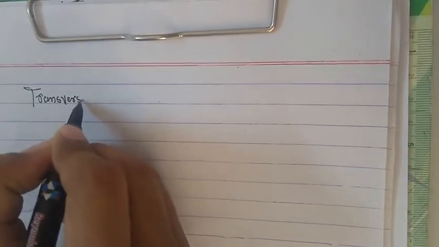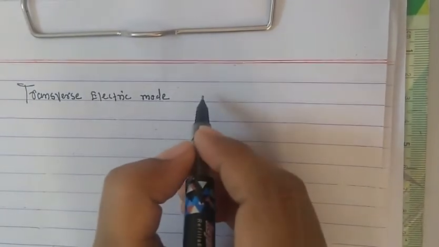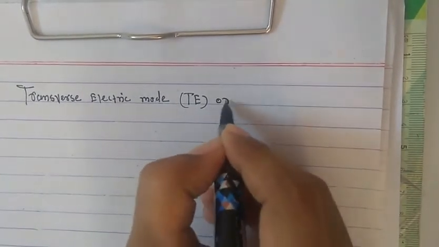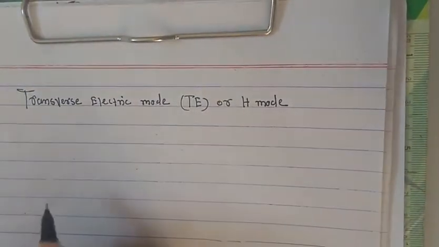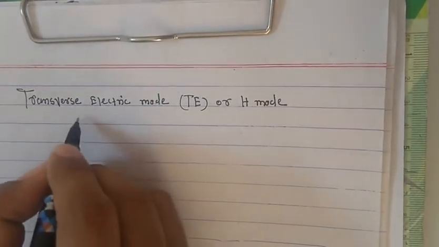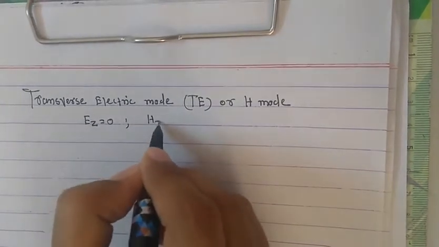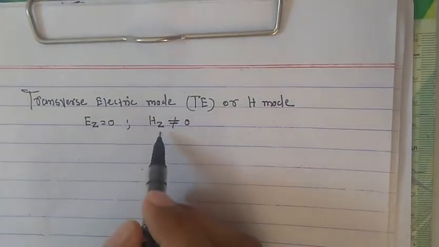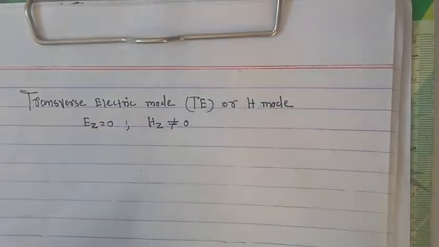Transverse electric mode, TE mode. This mode is also called H mode. And in this mode, we know Ez will be 0 and Hz is non-zero. Since the longitudinal component in the direction of wave propagation is present, that is called H mode.